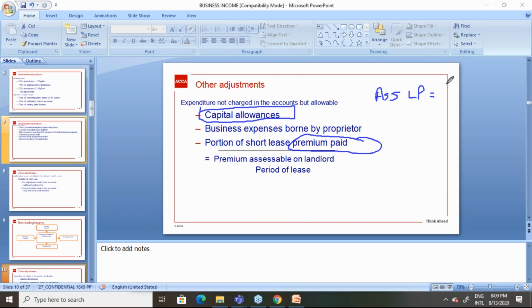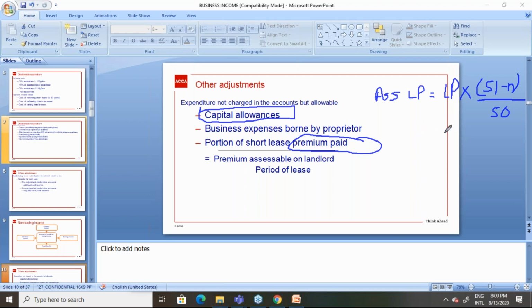I am using this method, that is lease premium into (51 minus n) divided by 50. This is one way of calculating the assessable lease premium. If you are the landlord, the owner of the property, so you receive a premium, it's an income. Under property income, you have to pay taxes. However, the full lease premium will not be assessed. Instead, you will be taxed on a reduced lease premium, and this is one way of calculating it.